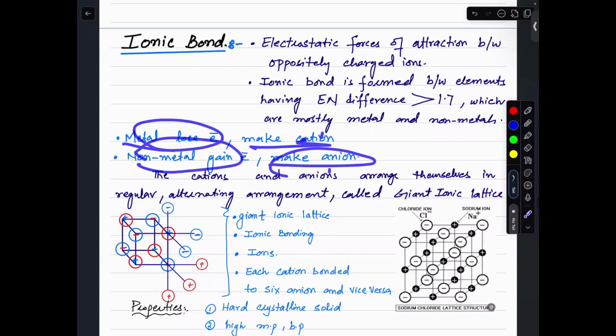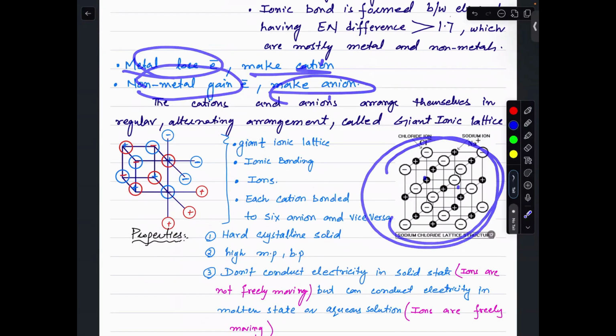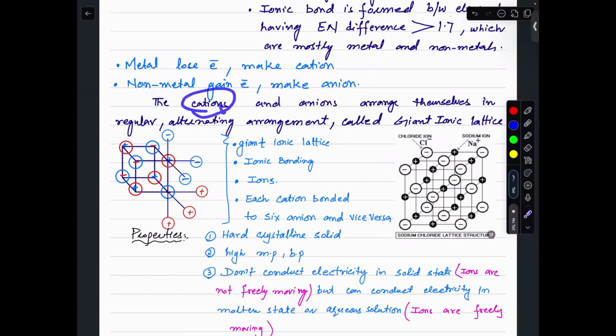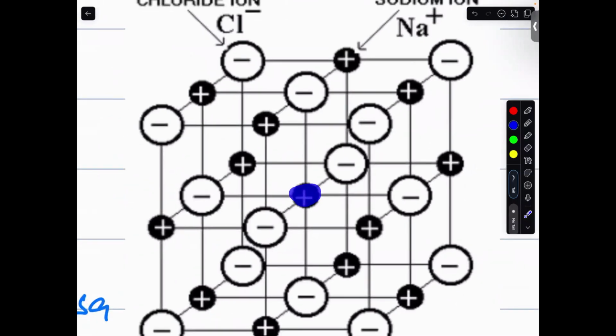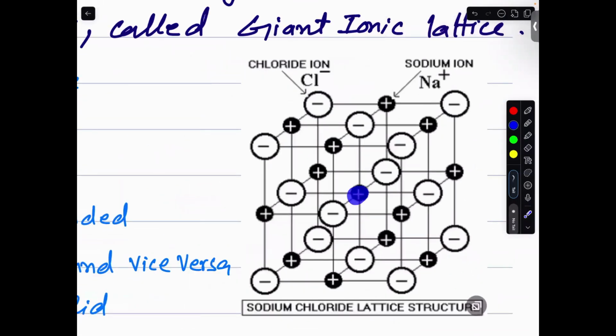These cations and anions arrange themselves in a three-dimensional lattice. Cations and anions arrange themselves in a regular alternating arrangement called a giant ionic lattice. If you see this positive ion in this whole big lattice, this positive ion is bonded to how many anions? 1, 2, 3, 4, 5, 6. So this is bonded to 6 anions.